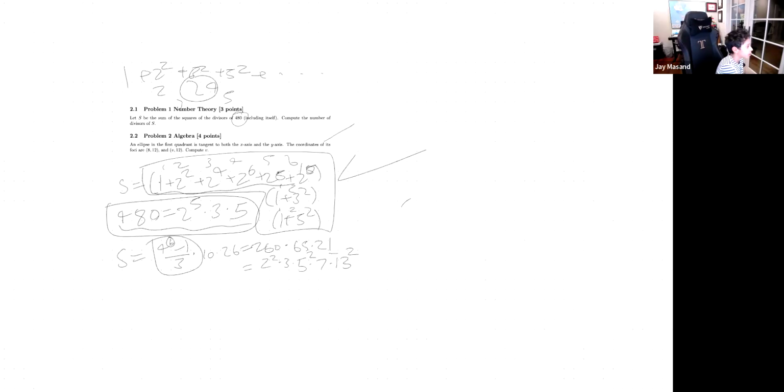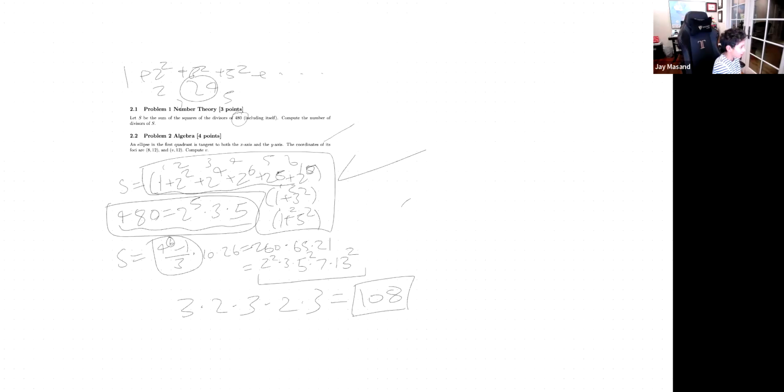That makes sense. And you just find the sum of divisors of S. Oh wait, you just have to find the number. So then you just have S as this expression, and to find the number of divisors, you just do 3 times 2 times 3 times 2 times 3 for an answer of 108. Does anyone have any questions? Yes, so the answer is 108.